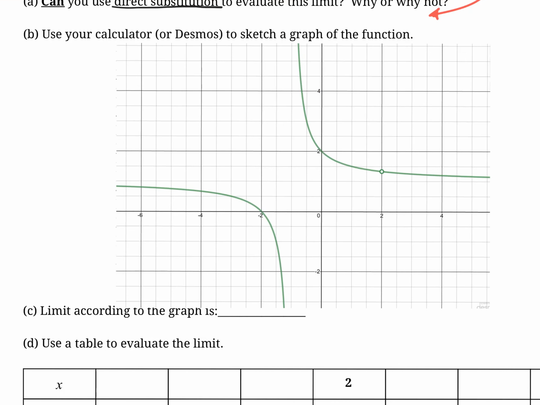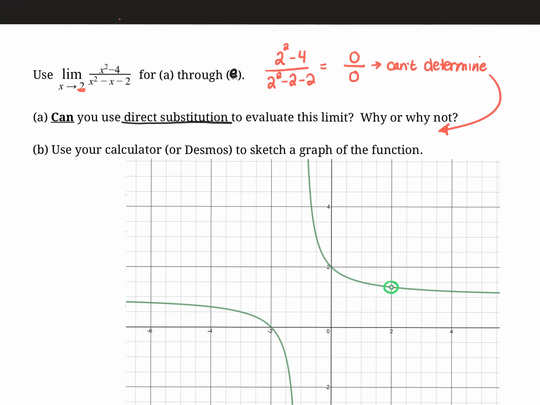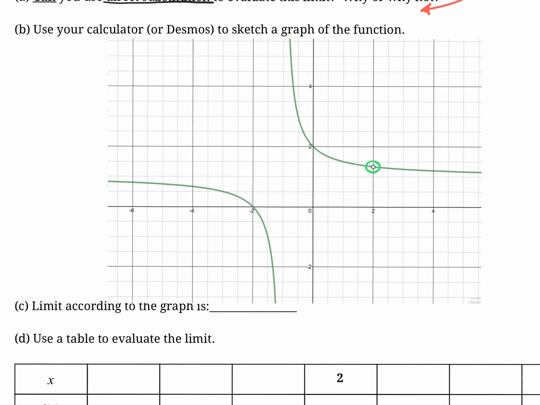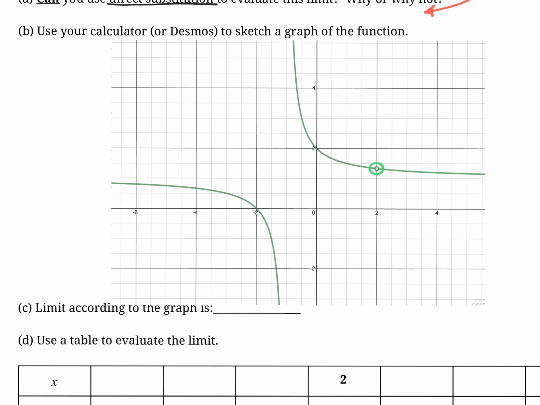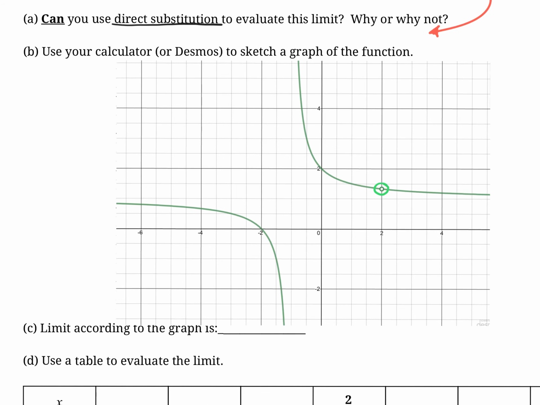So when you graph this on Desmos, you're going to get a graph, and it might not show you this open circle right here, but it is going to be an open circle there. It's a hole in the graph, and we know that just from our previous experience with rational functions. If you were to factor this, you would see that x minus 2 is a repeated factor. So there is actually a hole in the graph, which is why we can't use a direct substitution here.